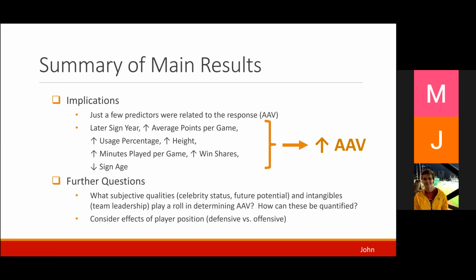For future research, we suggest looking into how to quantify subjective qualities and intangibles. Attributes like celebrity status, future potential identified by recruiters, and the value of a person as a team leader. We think these all play a role in determining AAV, but are not represented in our data. We also believe there are effects by player position that need to be explored, which could lead to a more adequate model. That concludes our final project.